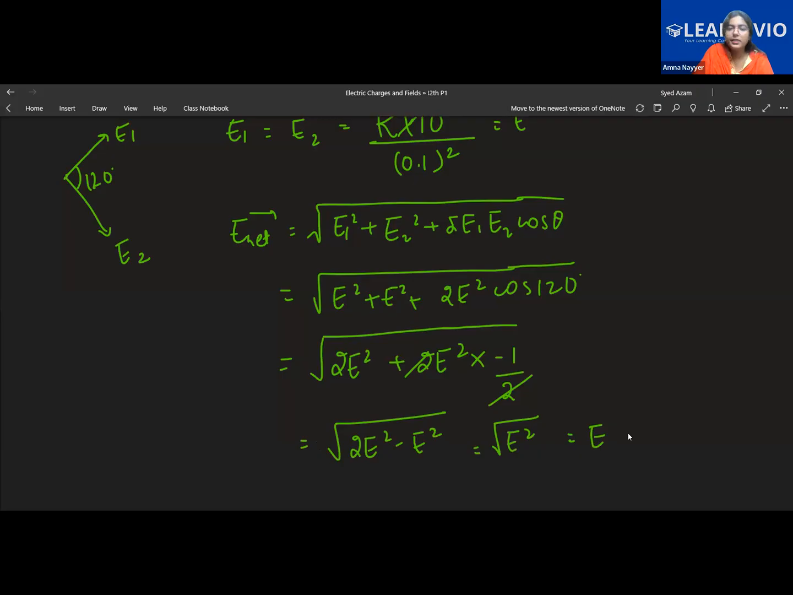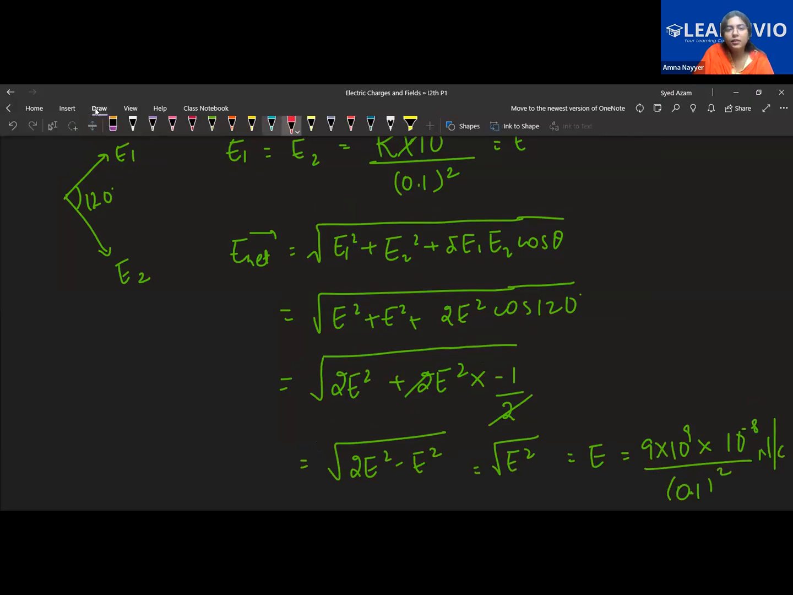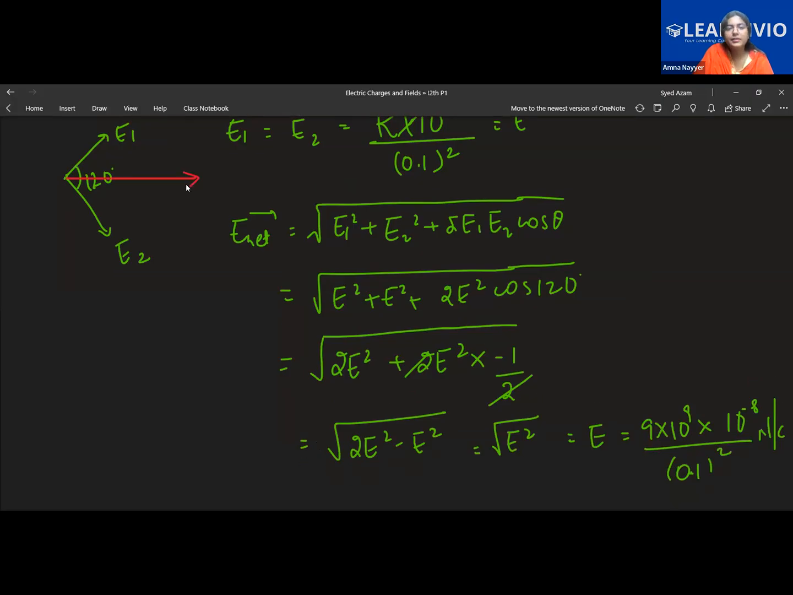So what was our E? E was 9 into 10 to the power 9 into 10 to the power minus 8 divided by 0.1 meter whole square. This much Newton per Coulomb. And the resultant will be pointed like this. This will be the resultant. The net electric field will be pointed like this.